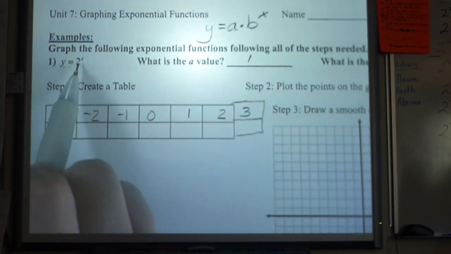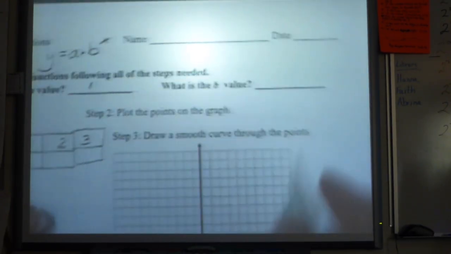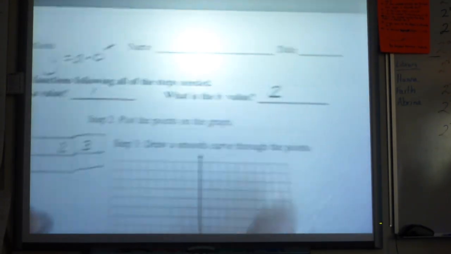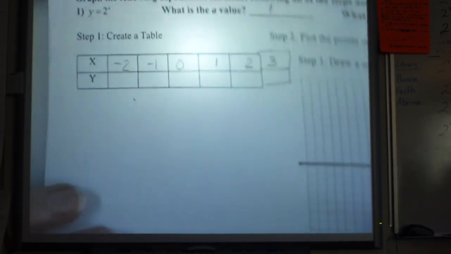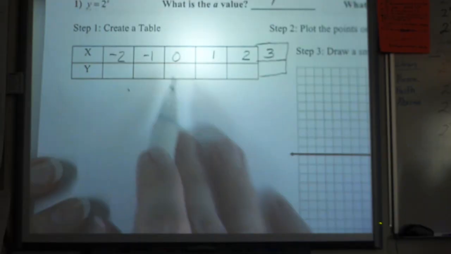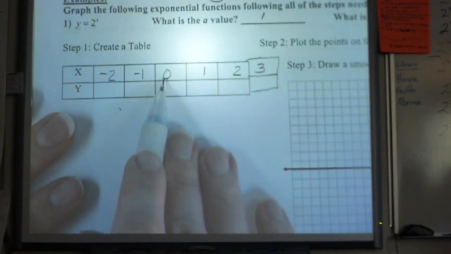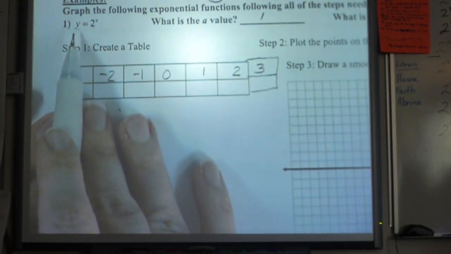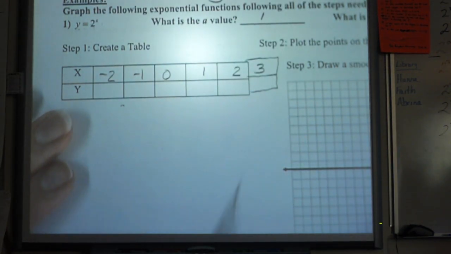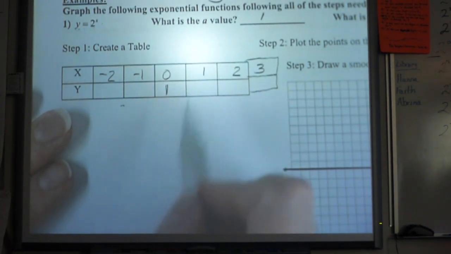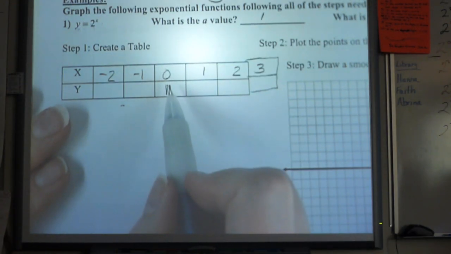That's the base. That's what's getting raised to an exponential power. So b equals 2. Okay, excellent. So let's go ahead and graph these. Or, excuse me, fill out our table. If x is 0, y equals 2 to the 0 power. What will that be? 1. Nice. Okay. Anything to the 0 power is 1.